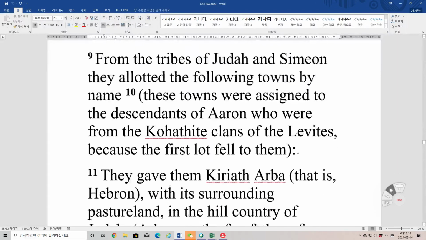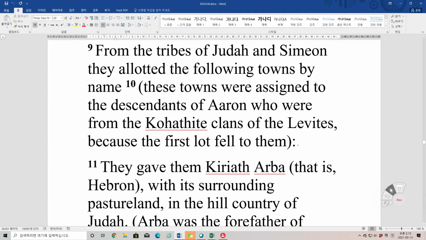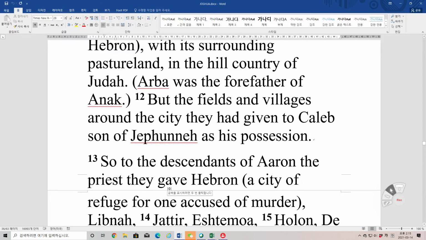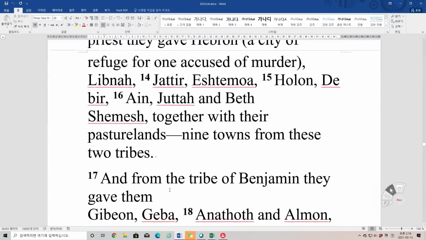From the tribes of Judah and Simeon, they allotted the following towns by name. These towns were assigned to the descendants of Aaron, who were from the Kohathite clans of the Levites, because the first lot fell to them. They gave them Kiriath Arba, that is Hebron, with its surrounding pasture land in the hill country of Judah. Arba was the forefather of Anak, but the fields and villages around the city they had given to Caleb son of Jephunneh as his possession. So to the descendants of Aaron the priest, they gave Hebron, a city of refuge for one accused of murder.